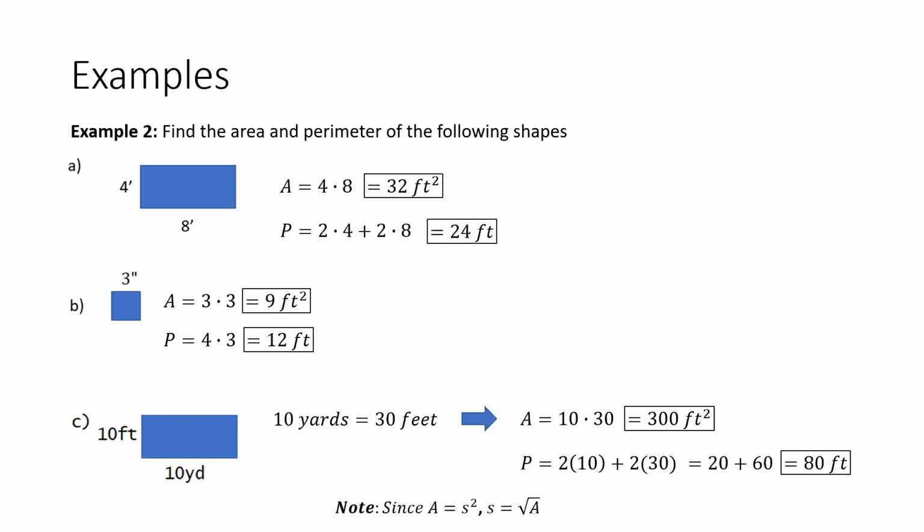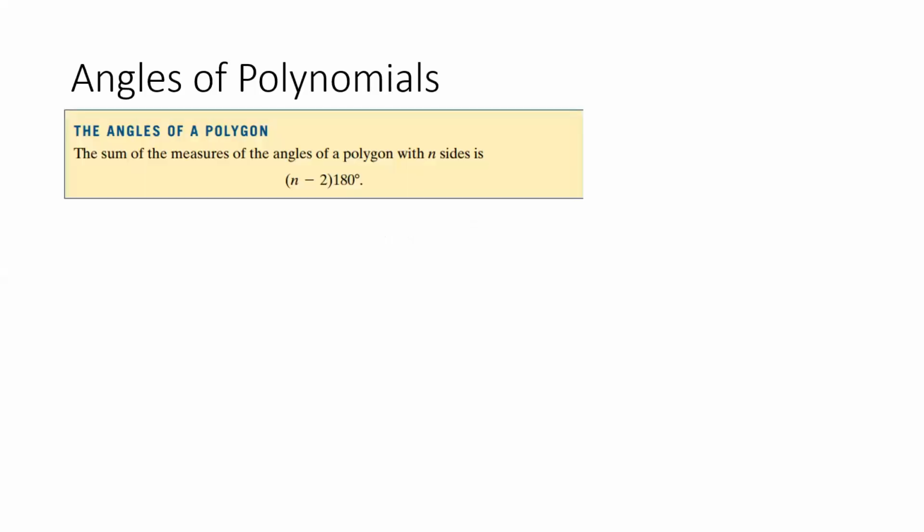Oh, and if I wanted to potentially find a side of a square, so let's say I knew my area of my square was 100 feet squared. If I wanted to find the length of one of my sides, I would just take the square root of that 100. And this formula is actually correct, so that's good.